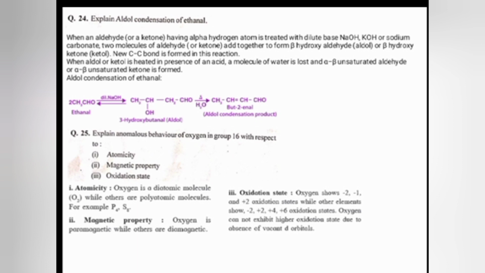Explain the behavior of group 16 elements with respect to atomicity. Oxygen is diatomic while all the other elements are polyatomic, like P4, S8. The second one, magnetic property. Oxygen is paramagnetic because it is anomalous.